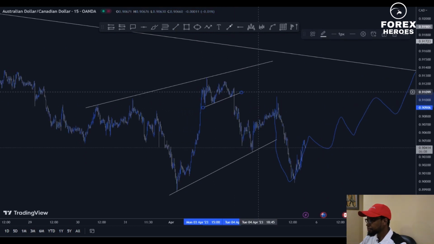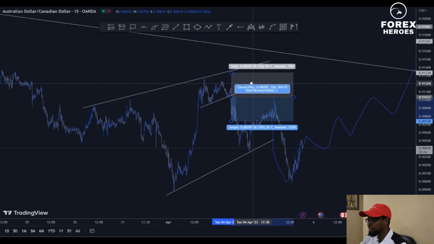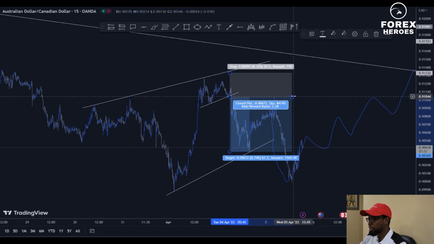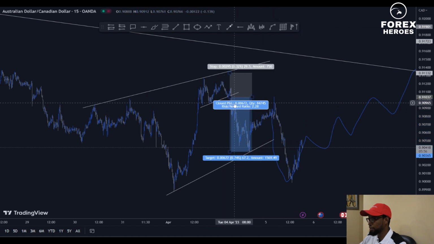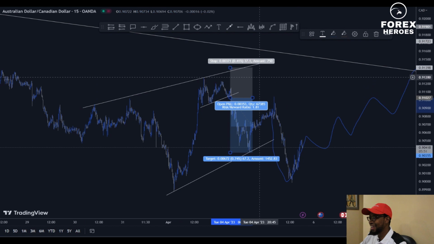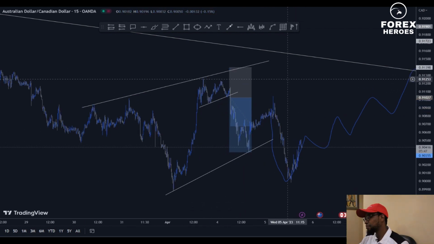For this one, how we took this one was we waited for the break. Sometimes if you can't wait for the break, have a pending order, a sell stop below here, saying, okay, my stop loss is going to be above here. When it breaks, I go down with it. So learn to be patient. Wait for the right trade. Don't just be rushing because you want to be in a trade.